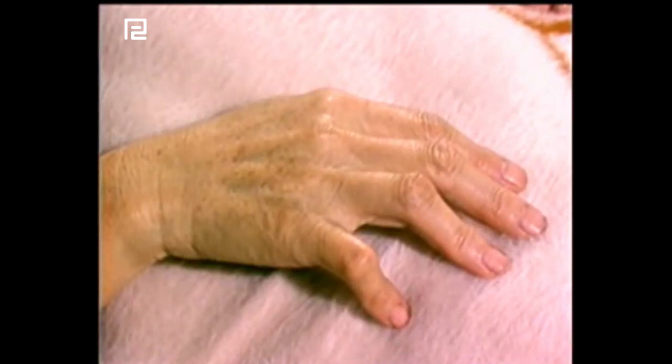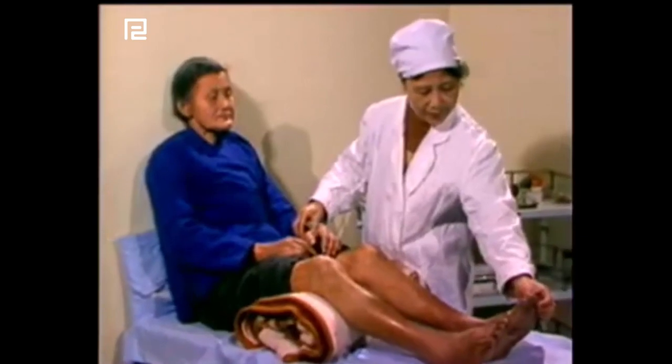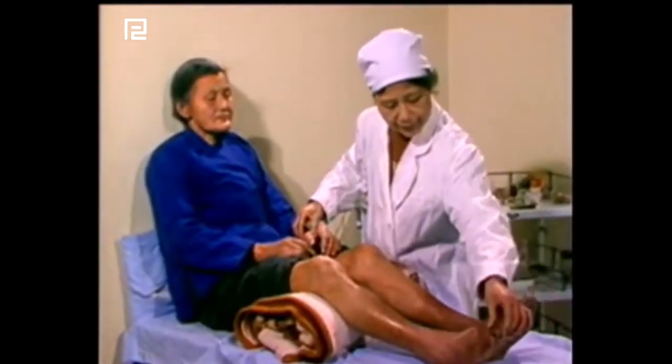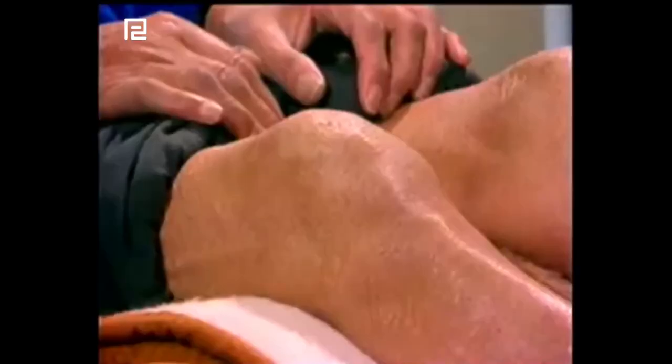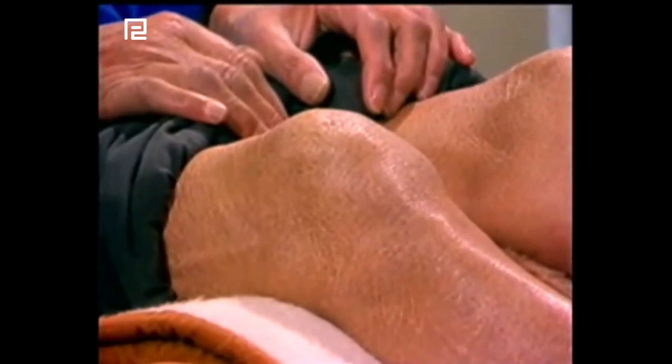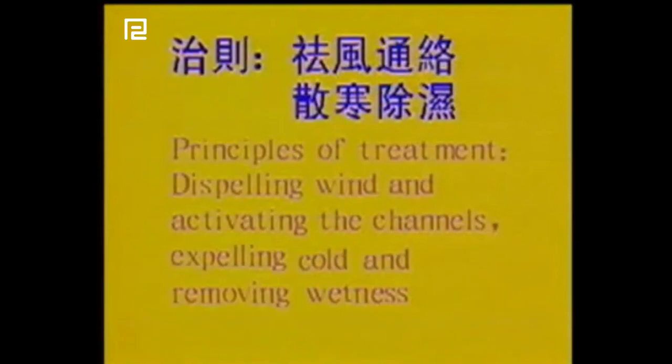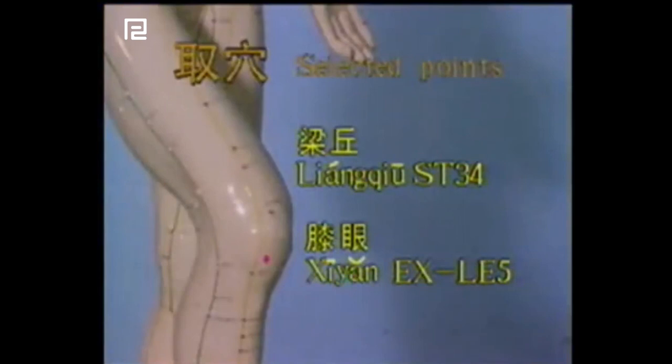B syndrome. B syndrome is often manifested as soreness, pain, and heavy sensation in the muscles, sinews, bones, and joints, which cause movement difficulty. It is mainly caused by an invasion of wind, cold, dampness, and other external evils, which block the meridians and lead to the stagnation of qi in blood. Principles of treatment. Dispelling wind and activating the channels, expelling cold and removing wetness.